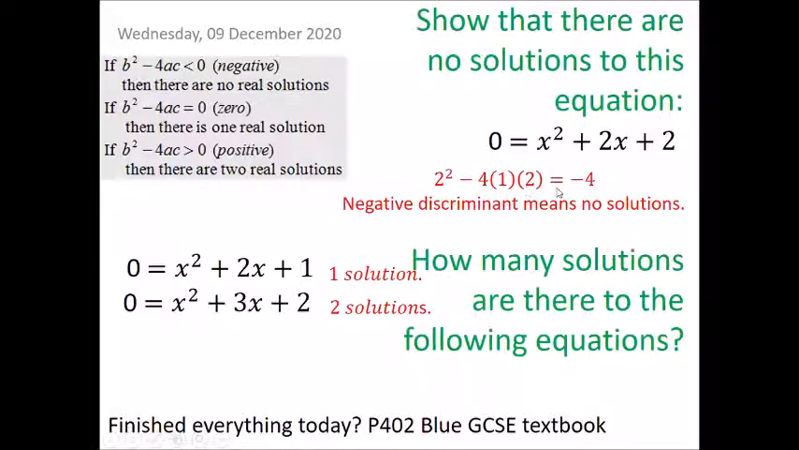For this first one, if I use the discriminant, so b squared, 2 squared, minus 4ac, so minus 4 lots of 1 times 2, that will give us negative 4. Because I have a negative discriminant, there are no solutions to this quadratic. And similarly, using the discriminant, I could say that this first equation has one solution and the second equation has exactly two solutions.